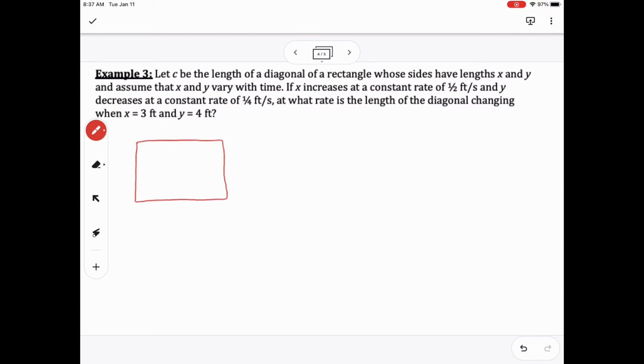Then draw in the diagonal there. We can label the diagonal however we want. I think Z would be a good one since we're using x and y for the other sides. Because that creates a right triangle, I'm able to use the Pythagorean theorem here to help me out.